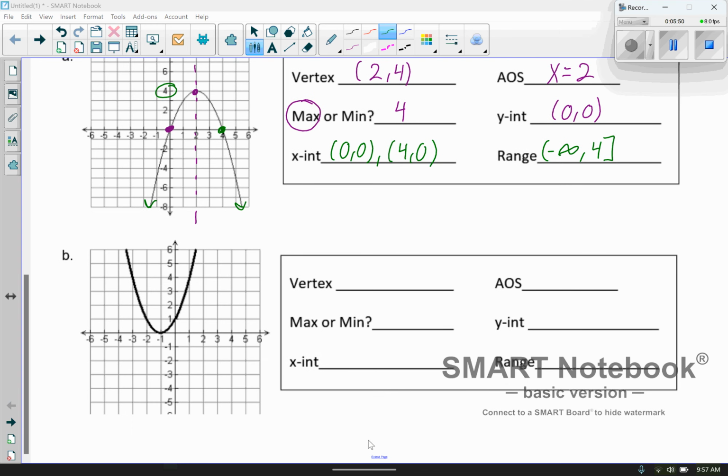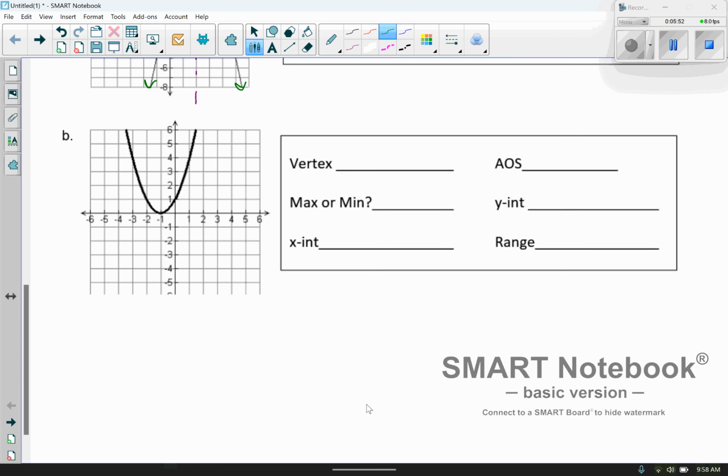Okay, our next one here. The vertex is right there. That looks like that's at negative 1, 0. Once again, that axis of symmetry just cuts right through the vertex. So it's going to be x equals negative 1 is the axis of symmetry. Then this time it looks like that's going to be a minimum point, and the minimum value, that y value, is 0.